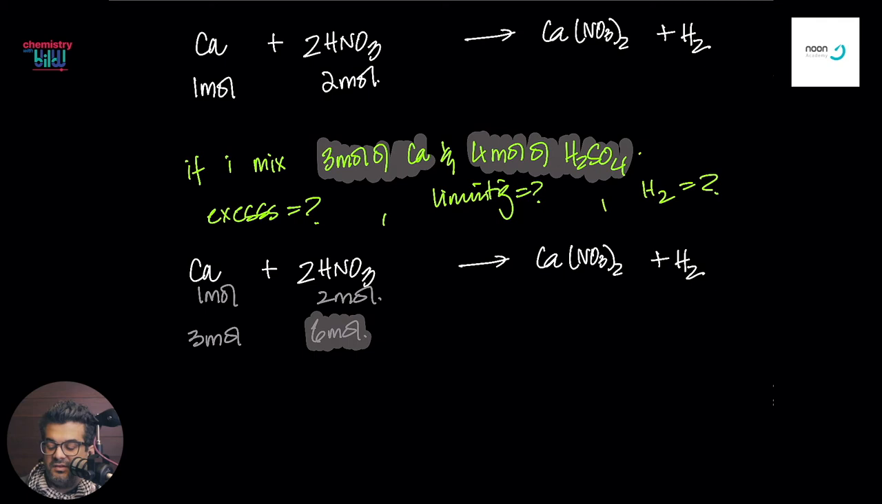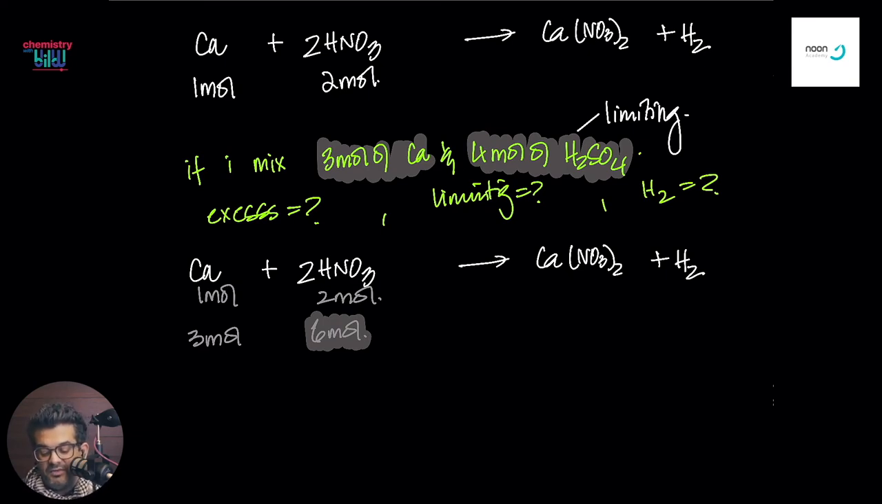Excess, Ramis, means one that is more than what you need. What is left over is excess. So here, 3 moles of calcium needs how many moles of nitric acid? 6. But I have 3 moles of calcium, but I have less nitric acid than I need. I needed 6 to react with 3, but I only have 4. Do you understand that? So if I need 6, but I have 4, then I can't have this reaction because I don't have enough sulfuric acid. Therefore, sulfuric acid is less. Therefore, that is limiting. It's limiting me.